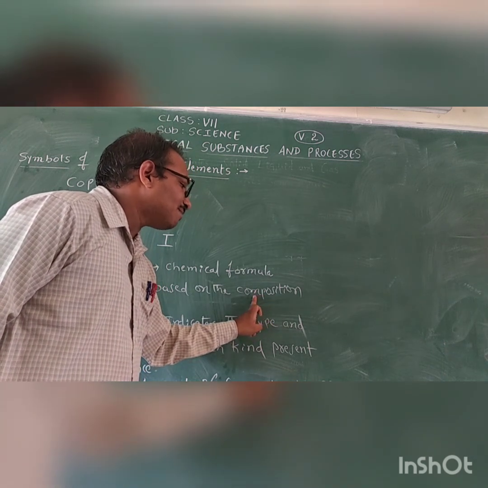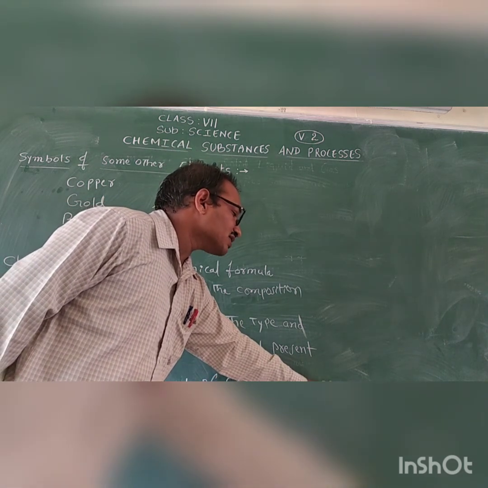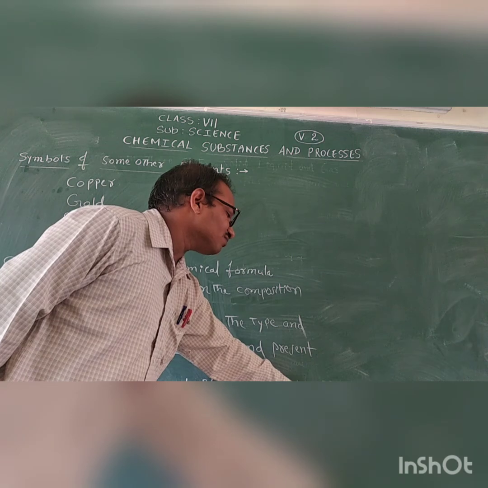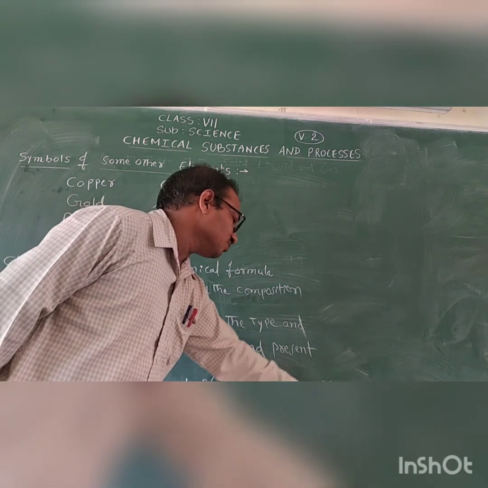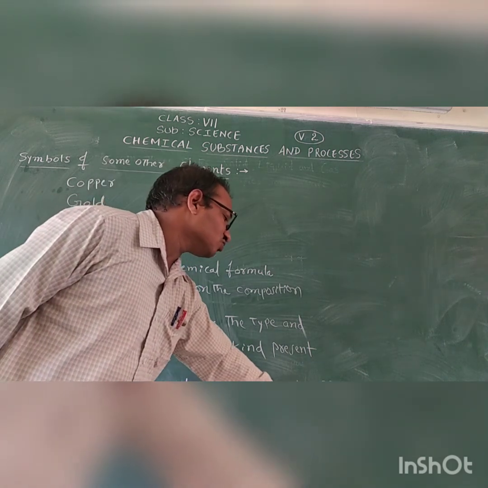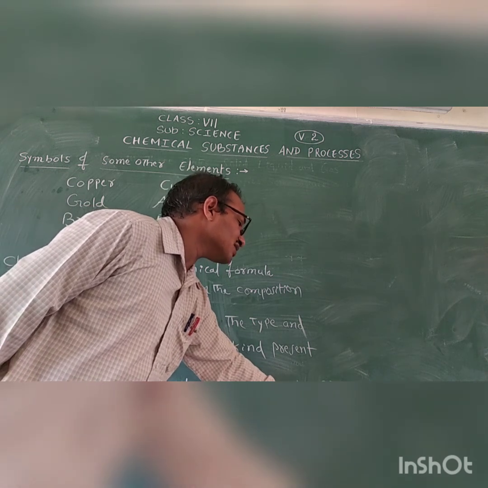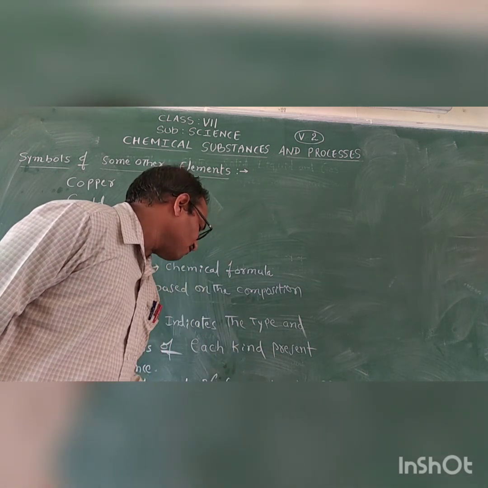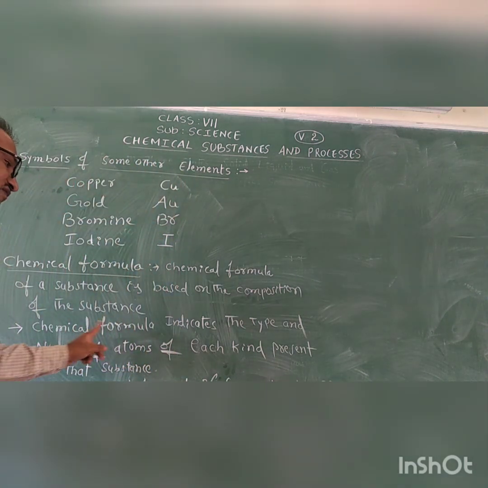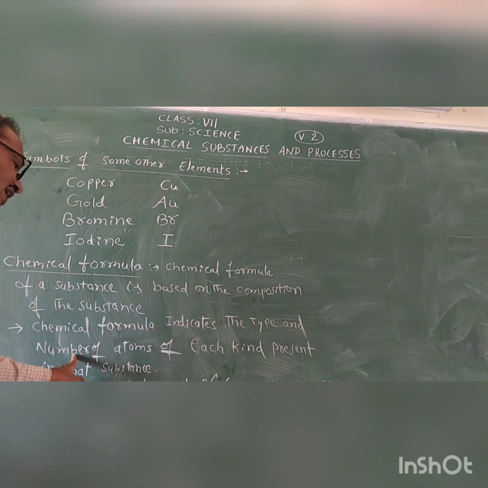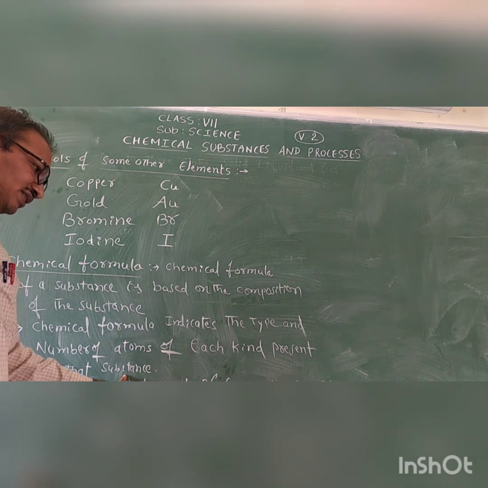For example, the composition of carbon dioxide is CO2, meaning one carbon atom and two oxygen atoms together form carbon dioxide. The carbon dioxide formula is CO2. In the same way, the water formula is H2O. It means two hydrogen atoms and one oxygen atom are present in the chemical formula of water. So, the chemical formula indicates the type and number of atoms of each kind present in that substance. Understood?